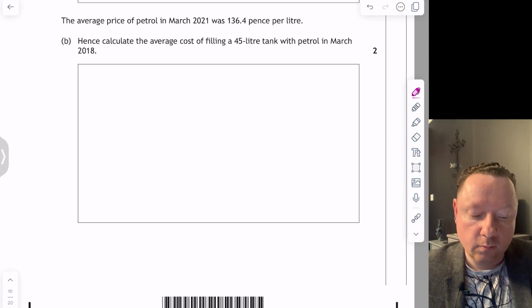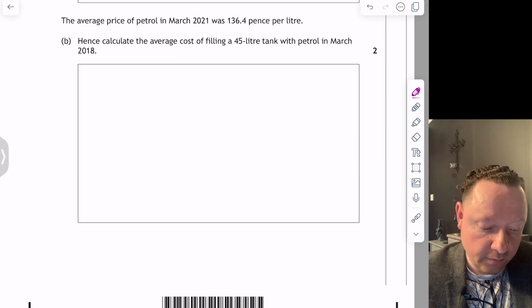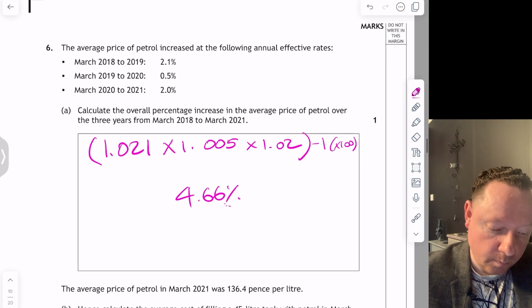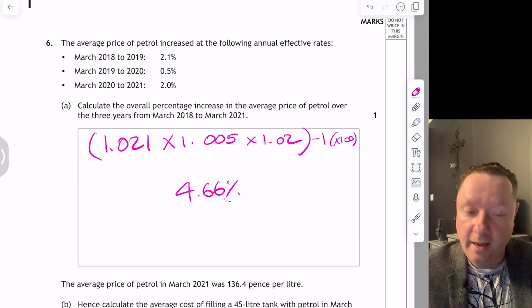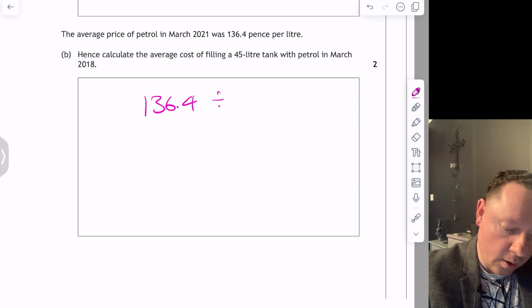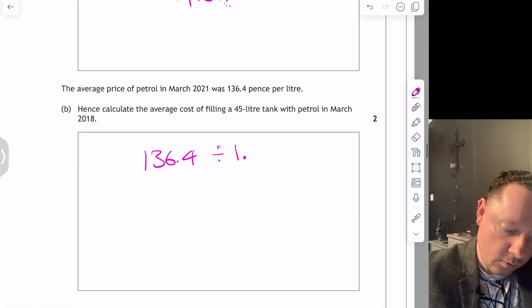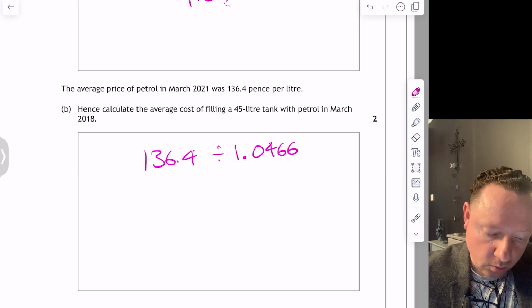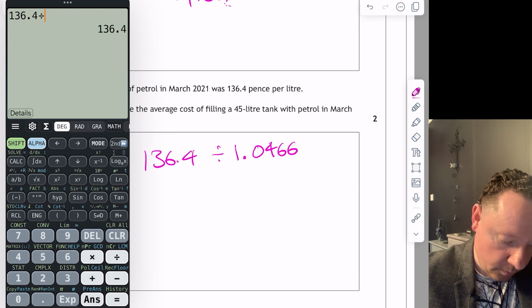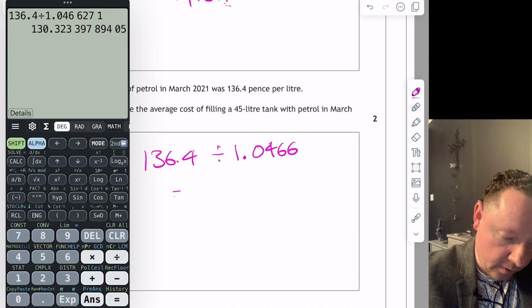The average price of petrol in 2021 was 136.4 pence per litre. Calculate the average cost of filling a 45 litre tank with petrol in 2018. So we're going from 2021 back to 2018, but we already know that the percentage increase was 4.66%. So all I need to do is divide by that to go backwards. So 136.4 divided by 1.046627. So getting my calculator back open for that. That'll just divide by 1.046627.